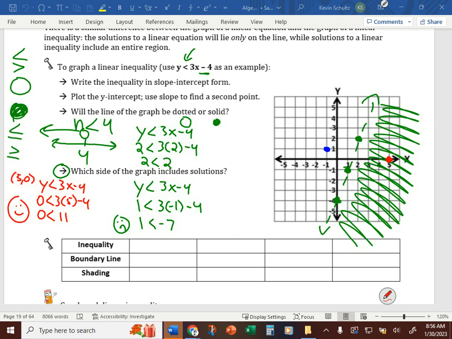So with linear inequalities, the graphing part of them, how you get the ordered pairs, is exactly the same as an equation. Y-intercept, slope. But then, is it a dotted line or a solid line? You look at the symbol for that. Which side you shade, that's where you can plug in ordered pairs to test.